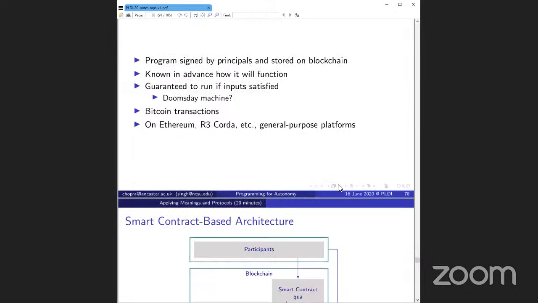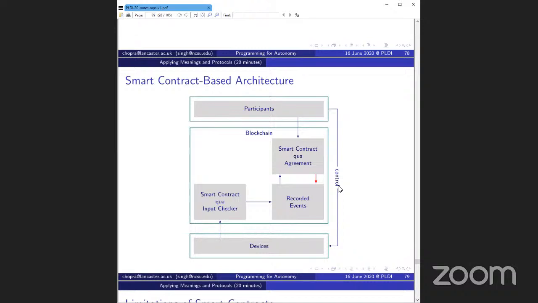So this picture illustrates a conceptual view of the traditional architecture of a smart contract system. We assume that there are some participants to the contract or to the blockchain. There's the blockchain itself, which is this big thing in the middle. And then what we call the devices at the bottom. The devices could be external sensors. They could even be computers or browsers or whatever, right? So they are computational entities. The participants are the social entities.